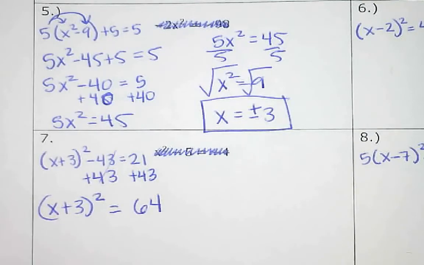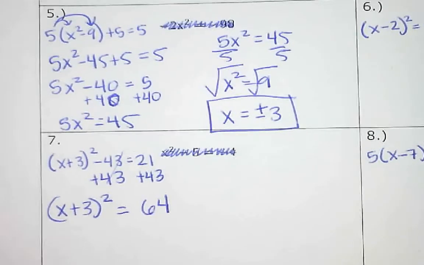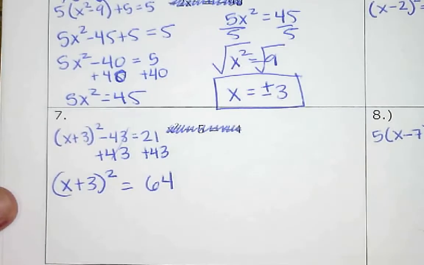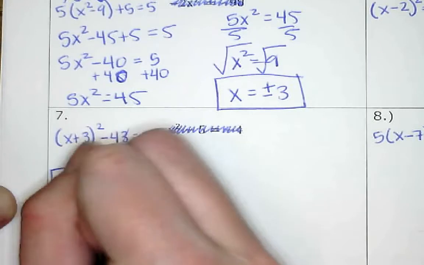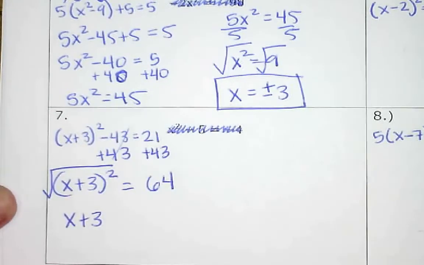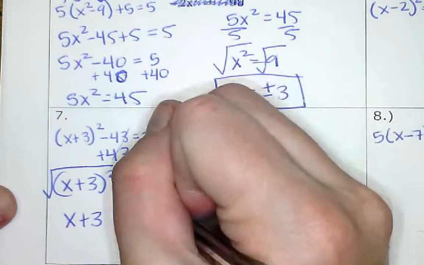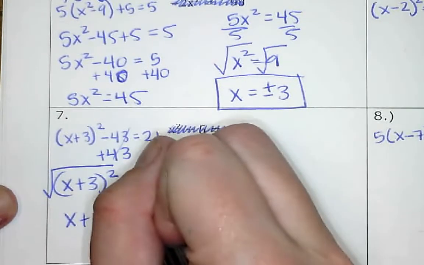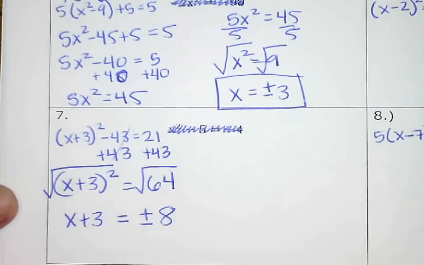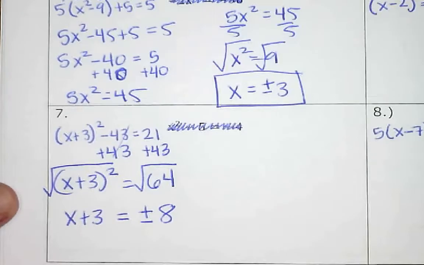so then, guys, now we want to take the square root of both sides. Because if I take the square root of x plus 3 squared, all I'm going to be left with is x plus 3. Isn't that awesome? But if I take the square root, whatever you do to one side, you got to do to both sides. So, guys, what's the square root of 64? Plus or minus 8. Right? It could be positive or negative 8.